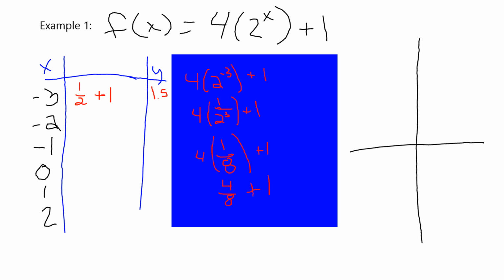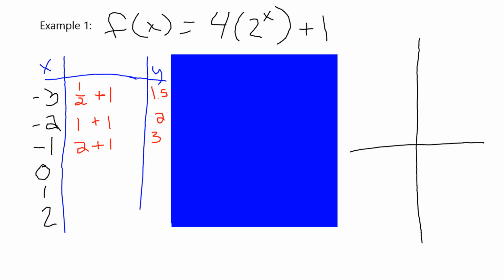Now I'm going to do the same thing for every value. I'm going to go ahead and just do it and then put in my -2 and -1 values here. When I substituted in -2 for x, I got a y value of 2. And when I substituted in -1 for x, I got a y value of 3.